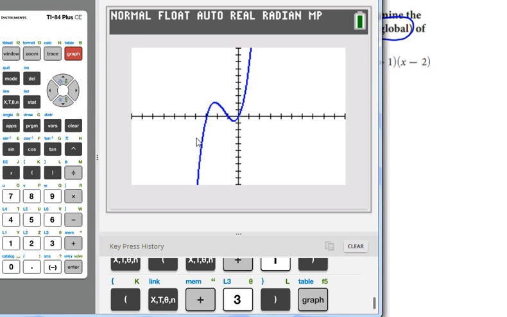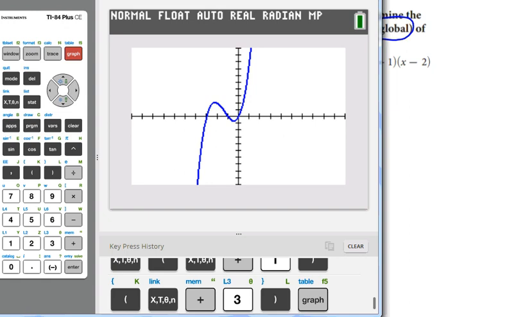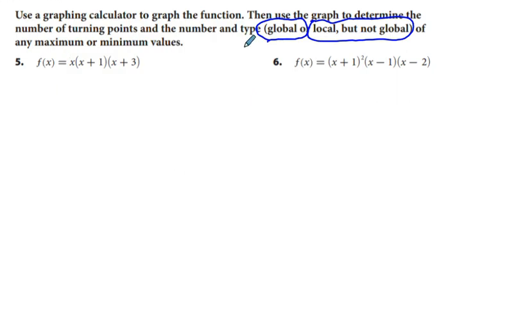So we start low and then high, and in between starting low and then high, we have two turning points. And these are both local. There's a local maximum and a local minimum. Let's go ahead and articulate that here. We graphed, determine, so we say two turning points, and these are all local.